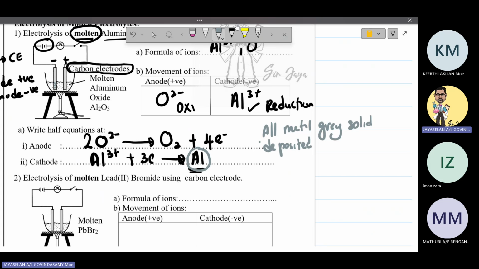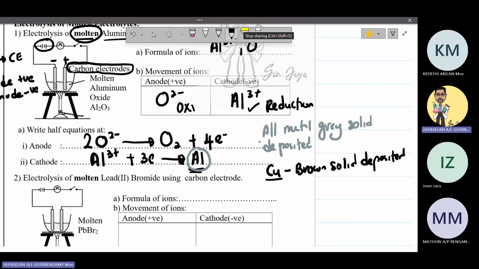Okay, deposited. When they give you this one, except one, except copper. Copper, you put what? Brown solid deposited. Yang lain semua you letak grey solid. Logam berwarna kelabu terenap. Kalau you nampak copper, you put logam berwarna perang terenap. Any question?